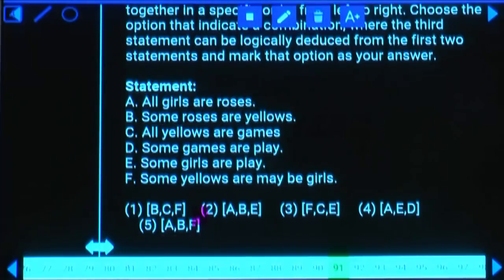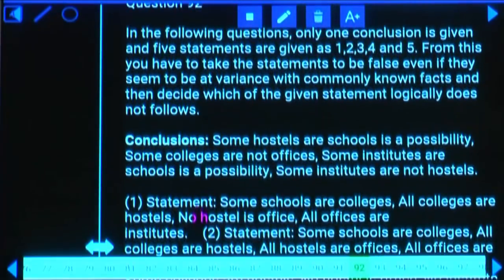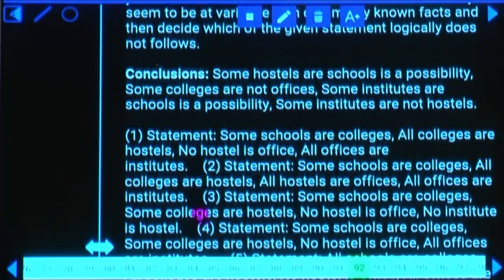Question number 92. 92 to 95 are reverse syllogisms. Now in this 92 to 95, there are possibilities and not, and some not. Some not is the final conclusion we have, isn't it? Some not is the definite conclusion. As some not is a definite conclusion, it is a negative. As it is a negative, first we need to focus on a negative statement.